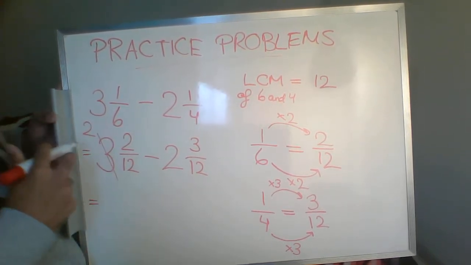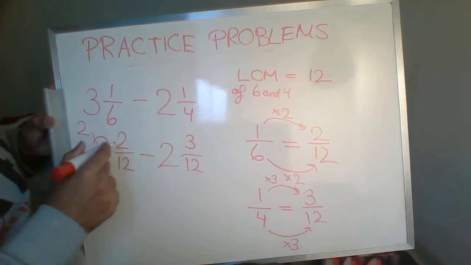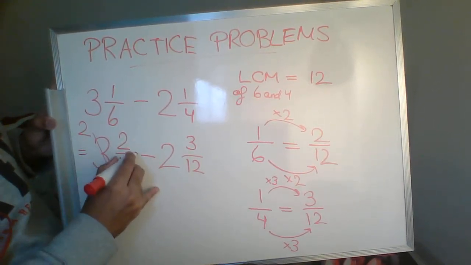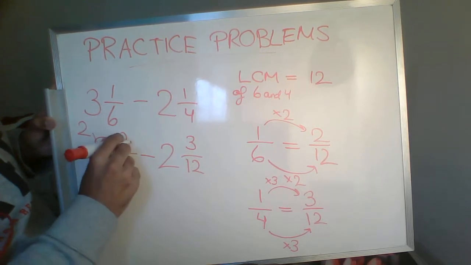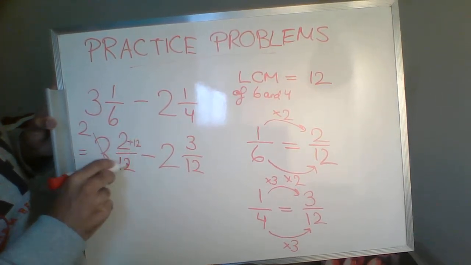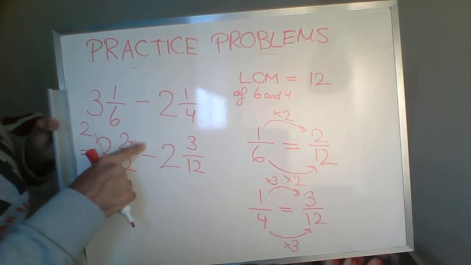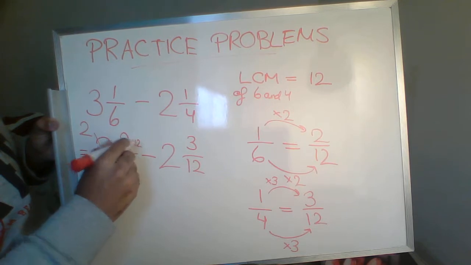So if I take it away here, I turn that 3 into a 2, I have to put it back somewhere else. And so the way I put it back is that in this fraction, instead of letting it be 2/12, I make it 2/12 plus 12/12. 12/12 is a whole.